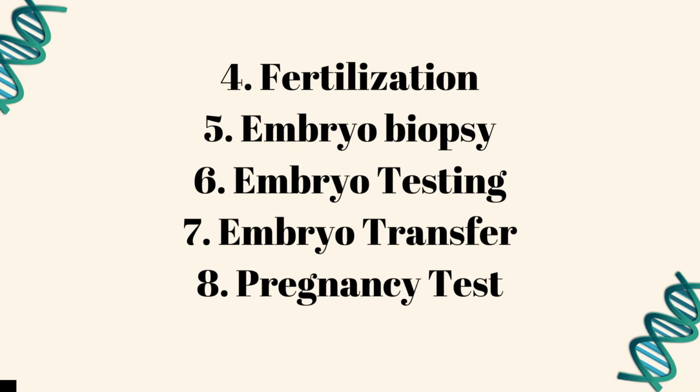Number 6, embryo testing. The cells are tested to see if the embryo from which they were removed contains the abnormality that causes the genetic conditions. Number 7, embryo transfer. Only those embryos that do not have the specific genetic condition that was tested for will be transplanted into the woman's uterus.